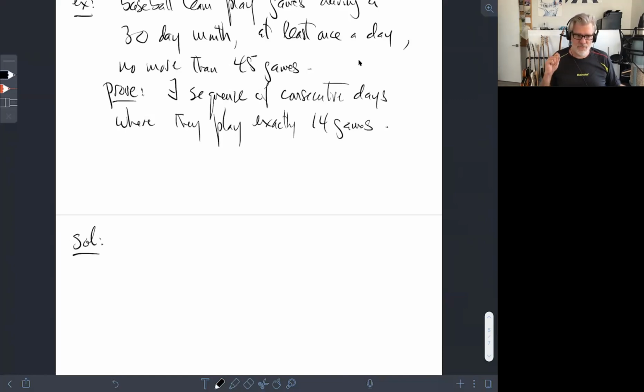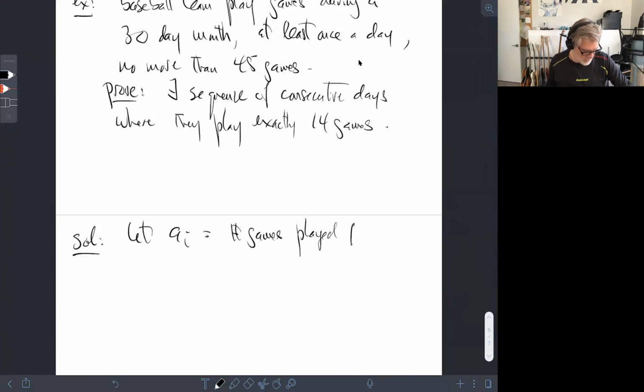The first trick is a very smart and useful one, and it'll give you the right direction, and it is this. Rather than looking at the number of games played on each day, what you do is you consider the number of games played from day one up to day i. Okay, and I will tell you why this is so smart. Okay, so let a_i be the number of games played up to day i.